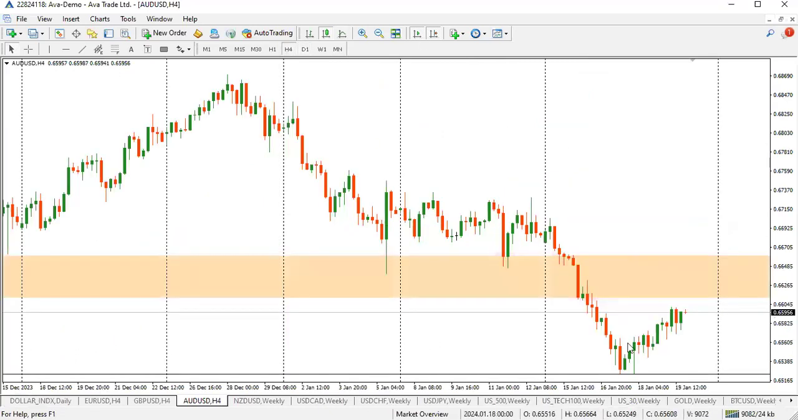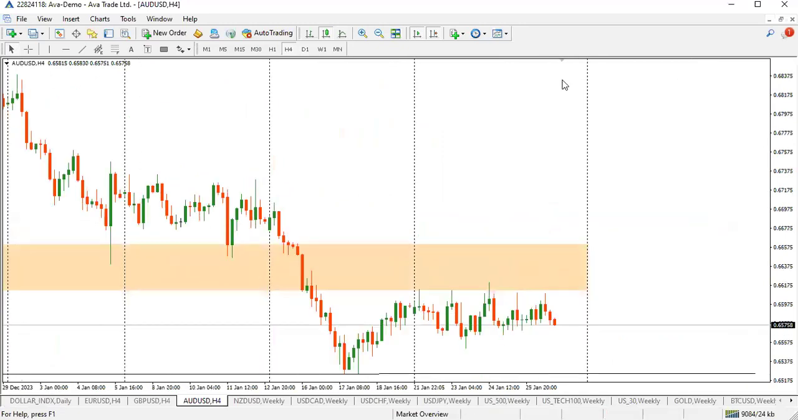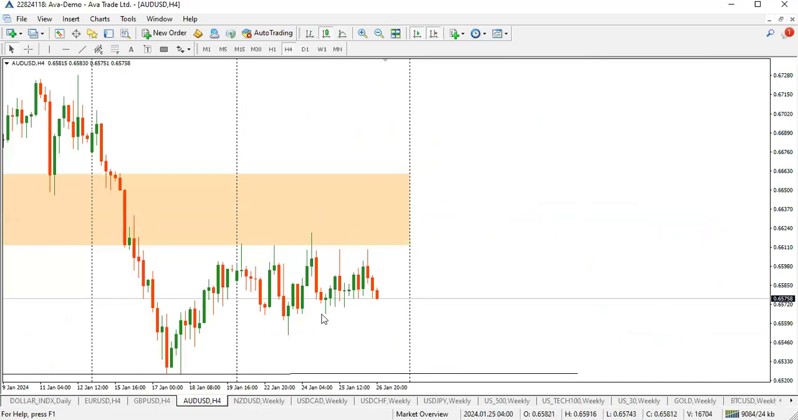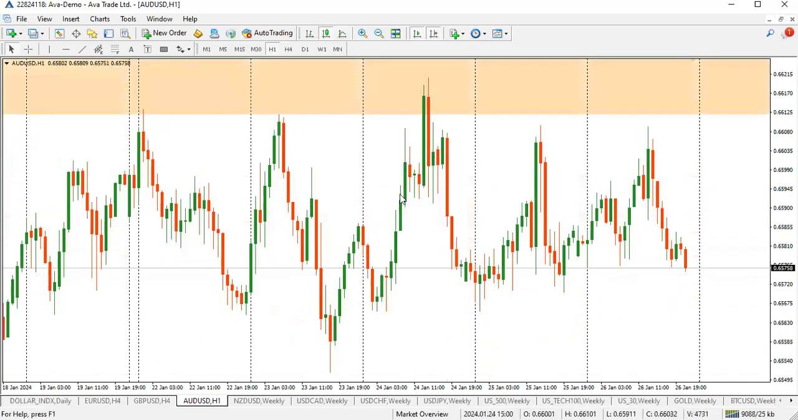So on the weekly time frame, this is messy. I think this is even worse than GBP USD. Let me see. Yeah. It's really, really very difficult to trade. Very difficult environment. Can you see the 1 hour time frame? Very difficult.